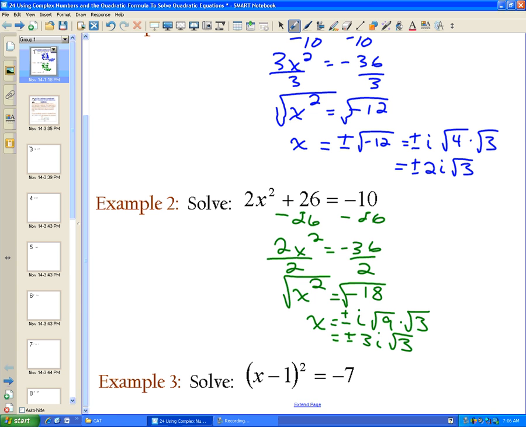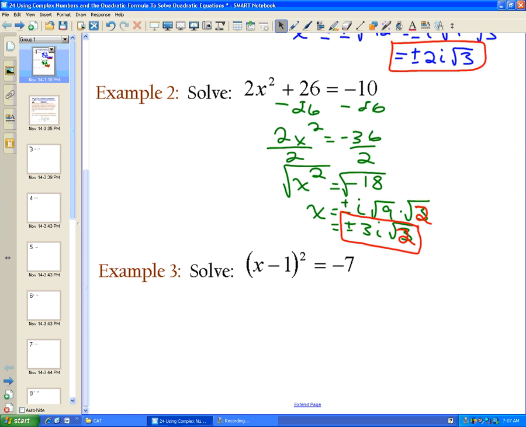Again, there's my answer when I solved it. This was my answer previously, my two answers. This here is my, of course, it would be helpful that we remembered that 9 times 2 is 18, so this is a square root of 2 inside the square root. So it's plus or minus 3i square root 2, not square root 3, but that's my final answer using complex numbers.